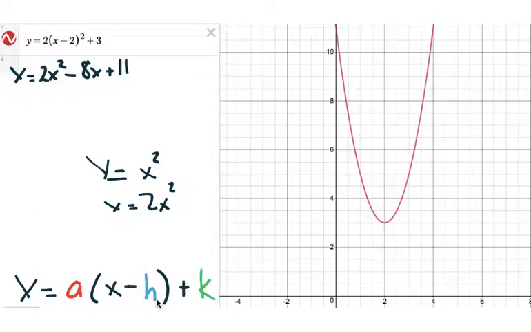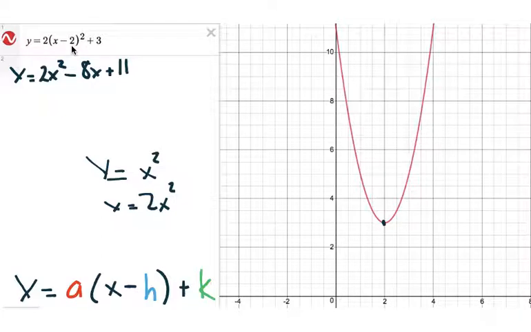And then this h is the x value by which the vertex is shifted. The vertex is just this bottom point right here, where it curves. It basically changes from decreasing to increasing, or if it was upside down, from increasing to decreasing. So it's basically just that point of change that's called the vertex. So the h is the x value. In this case, it's minus 2.